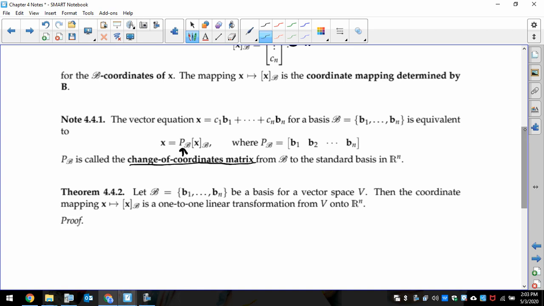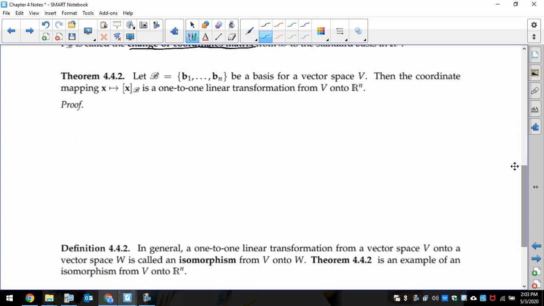All right. So what do we have here? So here they say if you have a basis for a vector space, then the coordinate mapping from x to the b coordinates is a one-to-one linear transformation. So I'm trying to think if we should go through this proof or if we'll have enough time. Let's just go ahead and get started on it. So let's start with linearity.